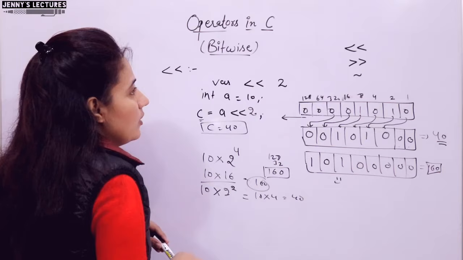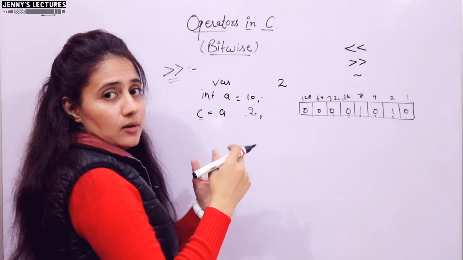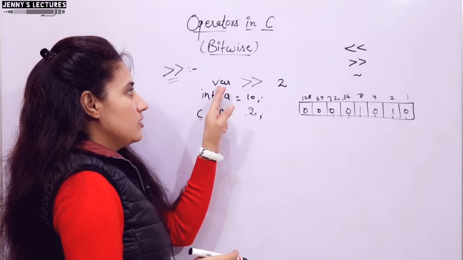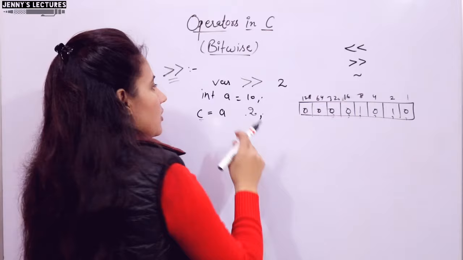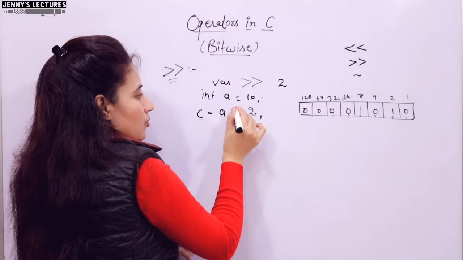This is used to shift the number to the right side. It also has two operands, one is this one, one is this one. This is the number you have to shift, and this is by how many bits you have to shift that number. So suppose I'm taking the same example, A is 10, the binary value of A is this one. I'm going to do a right shift of this by 2.